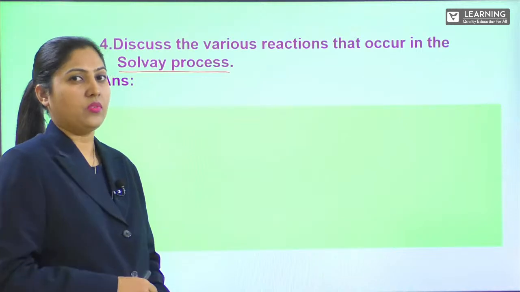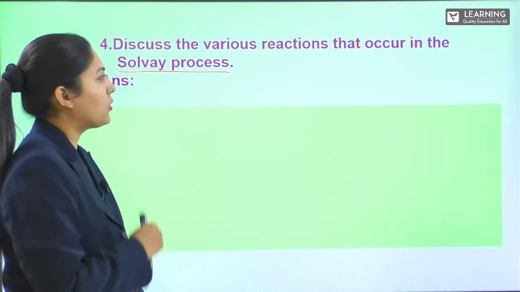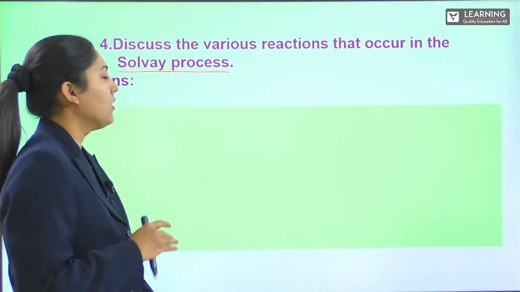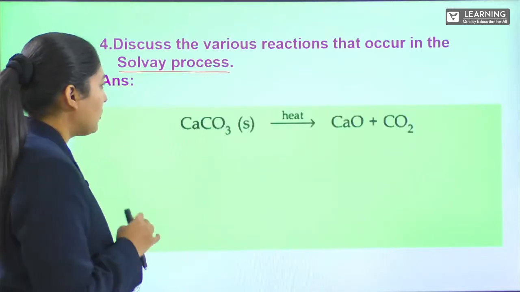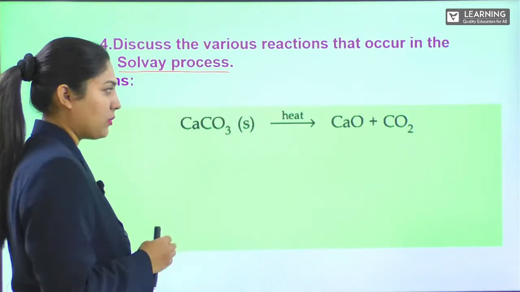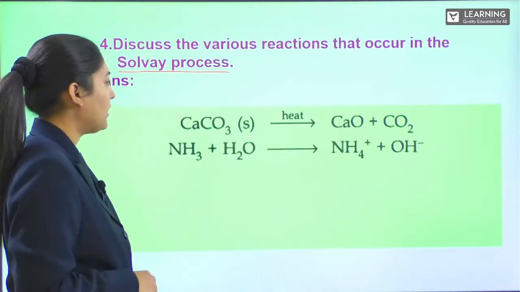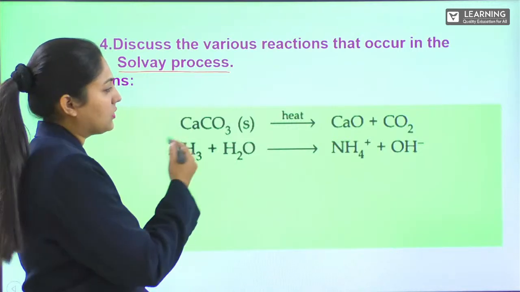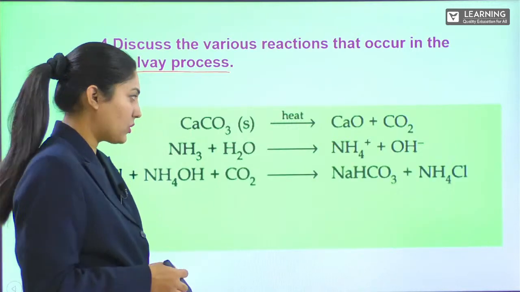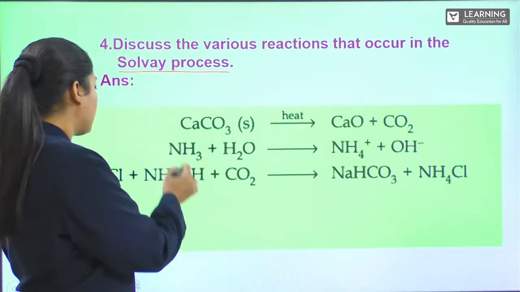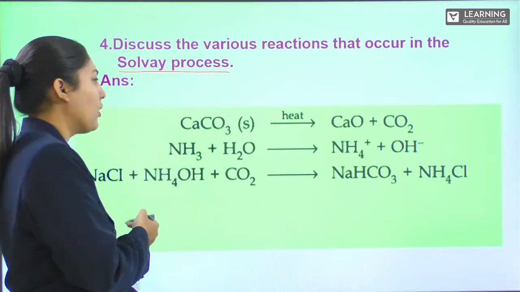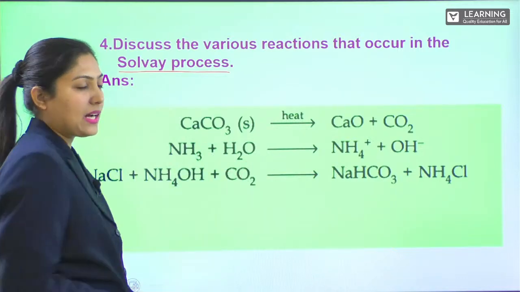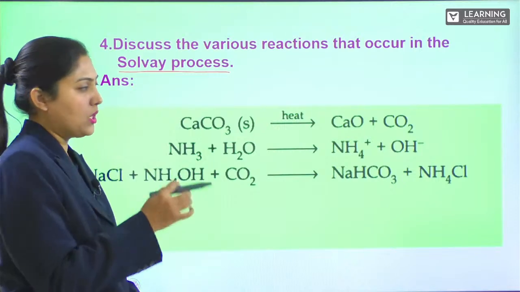Sodium carbonate will be formed. How to form the sodium carbonate? Using ammonia, carbon dioxide, water and NaCl, right? So we'll just go ahead with this. Calcium carbonate splits into calcium oxide and carbon dioxide. Ammonia reacts with water to give ammonium hydroxide, and that ammonium hydroxide and sodium chloride, NaCl, will react with carbon dioxide to give sodium bicarbonate and ammonium chloride.